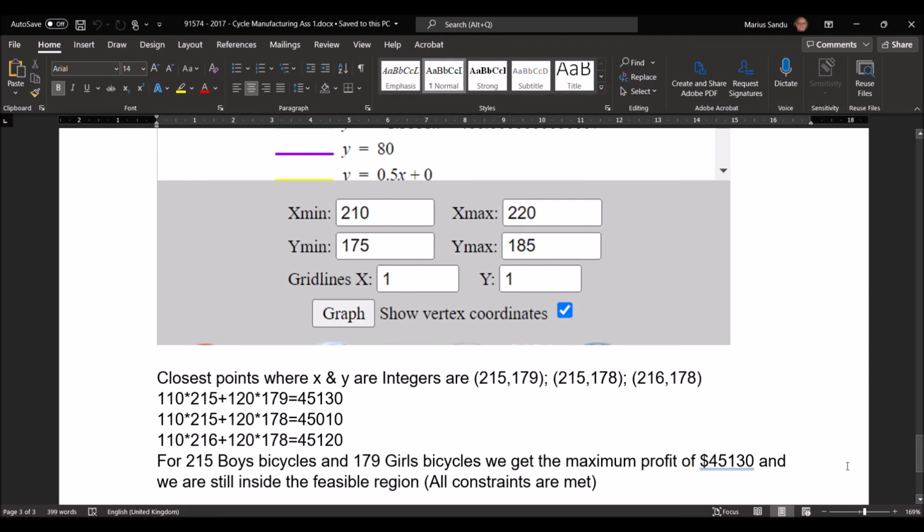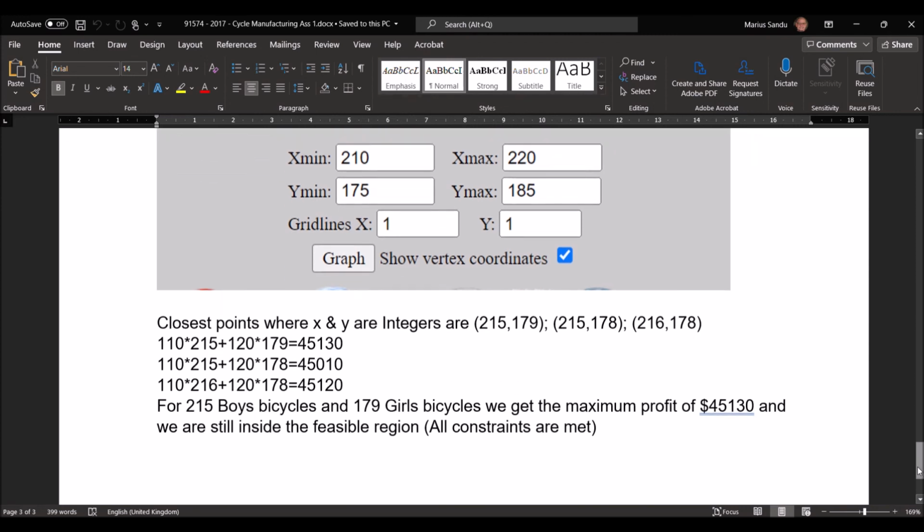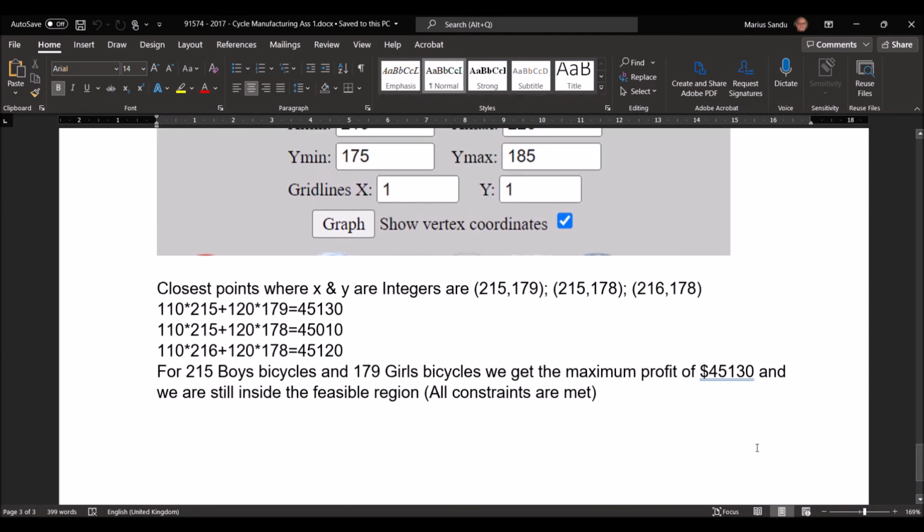And the last thing I need to do is make a statement about my findings: for 215 boys bicycles and 179 girls bicycles, we get the maximum profit of 45,130, and we are still inside the feasible region. All constraints are met. And this is the example worked to excellence level.